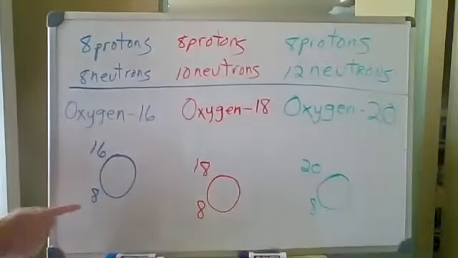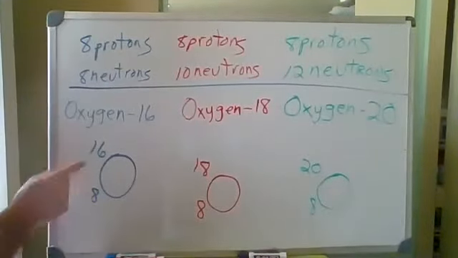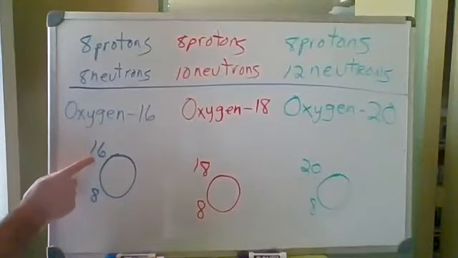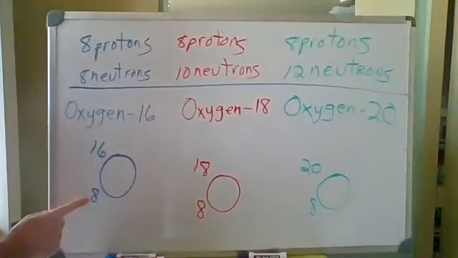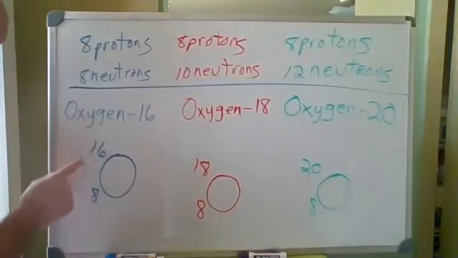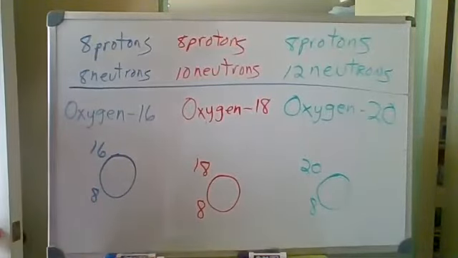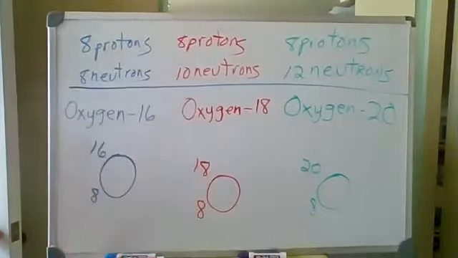Okay, let's look at this one. 8 protons, and protons plus neutrons is 16. So out of this 16, I know 8 of them are protons. So there must be 8 neutrons.